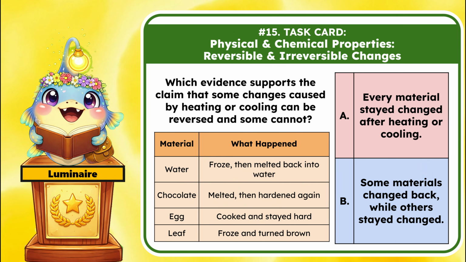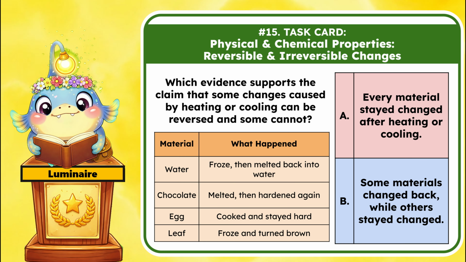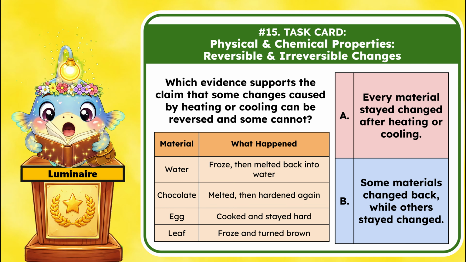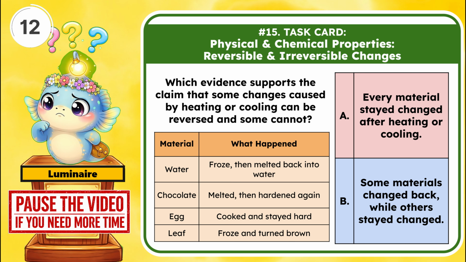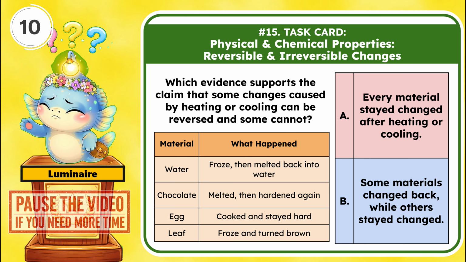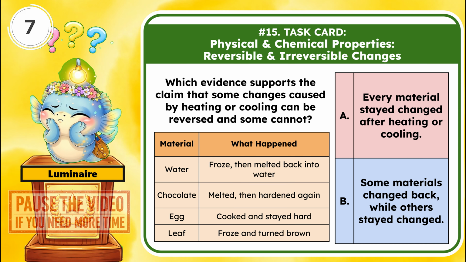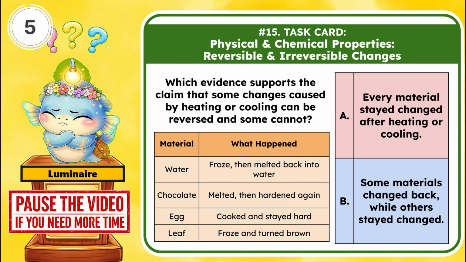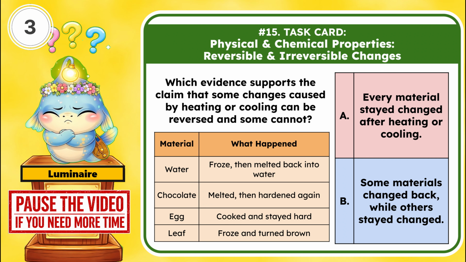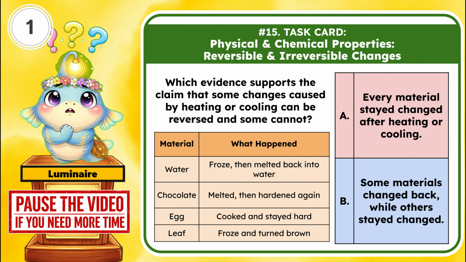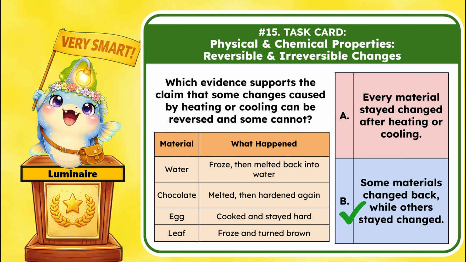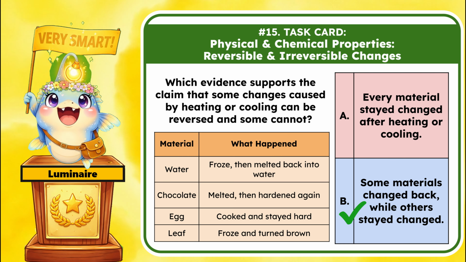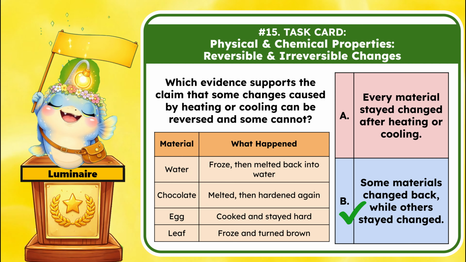Which evidence supports the claim that some changes caused by heating or cooling can be reversed, and some cannot? And the correct answer is letter B. Some materials changed back, while others stayed changed.